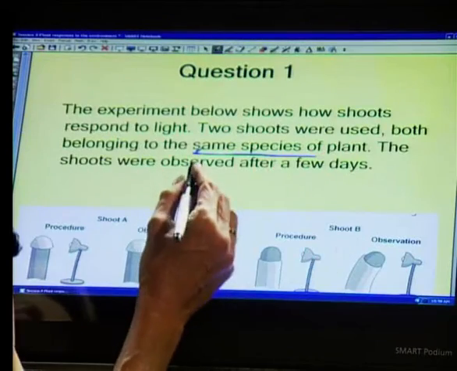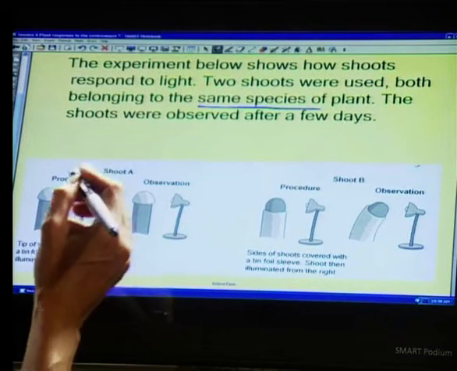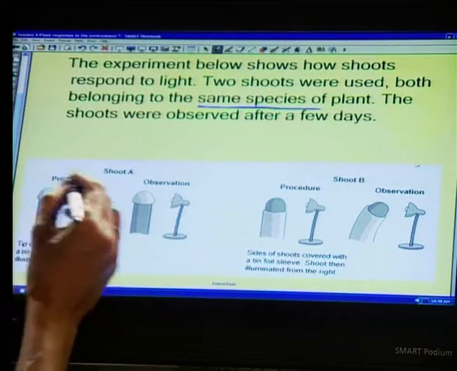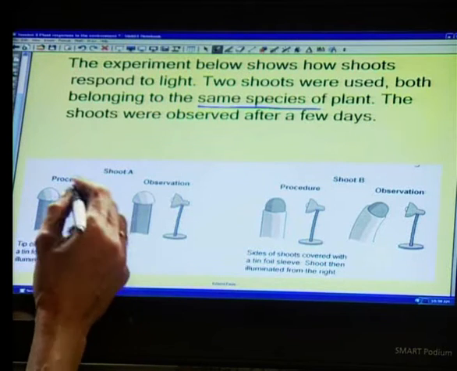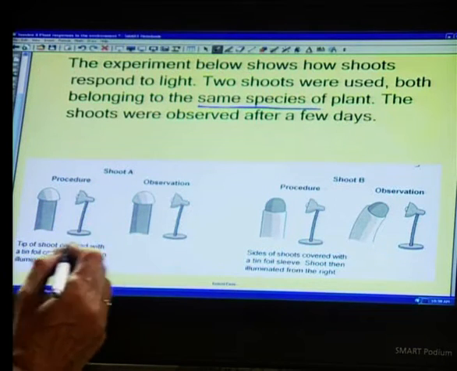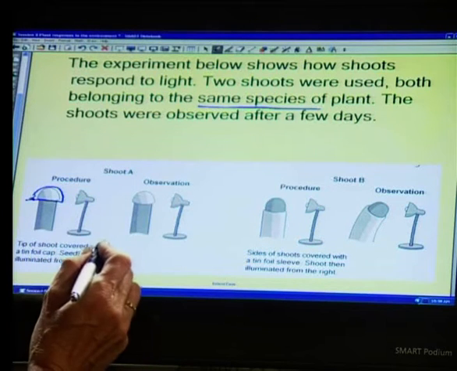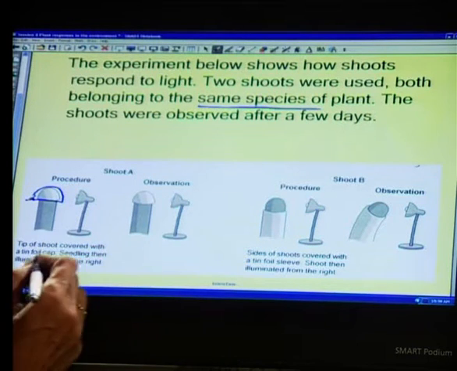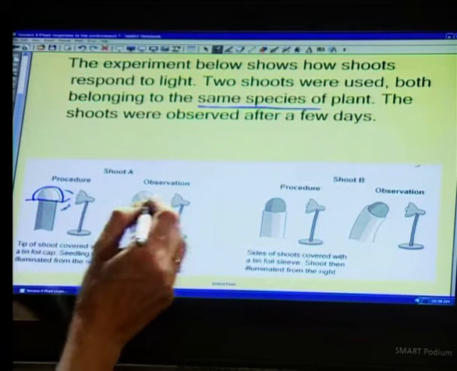The shoots were observed after a few days. So here, let's have a look at them. Here we've got shoot one, and there's the procedure. You've got this little shoot, and there's a unilateral light stimulus. The tip of the shoot is covered with tinfoil, so we've put tinfoil all across the top there. The seedling is then illuminated from the right. So here is the light source.